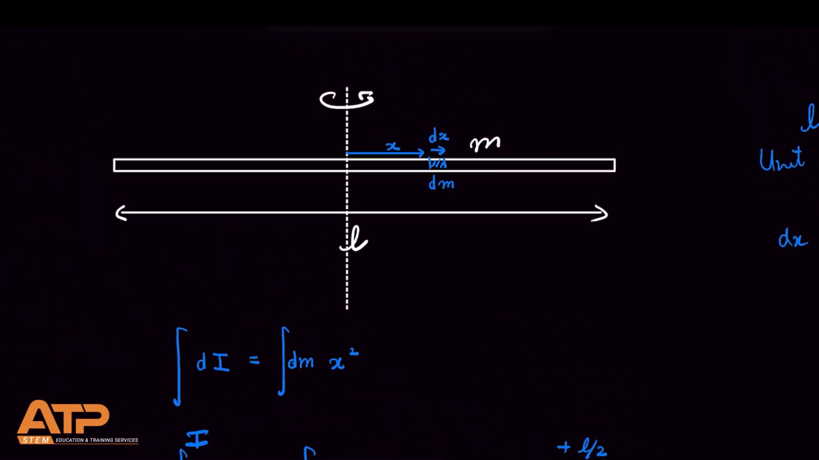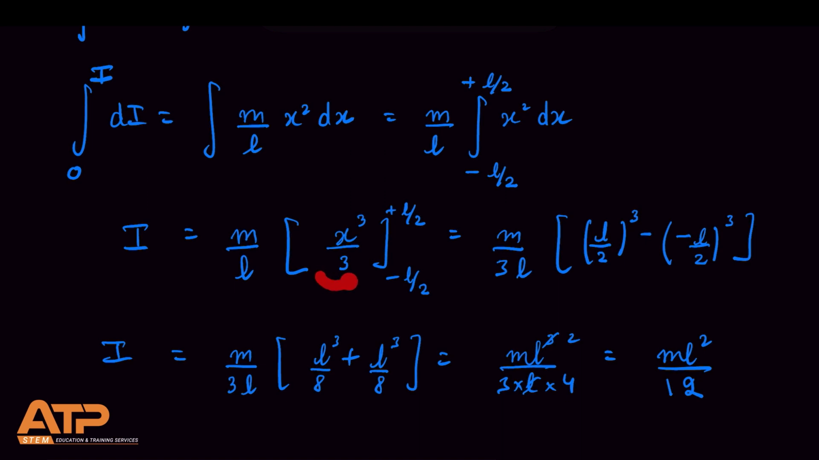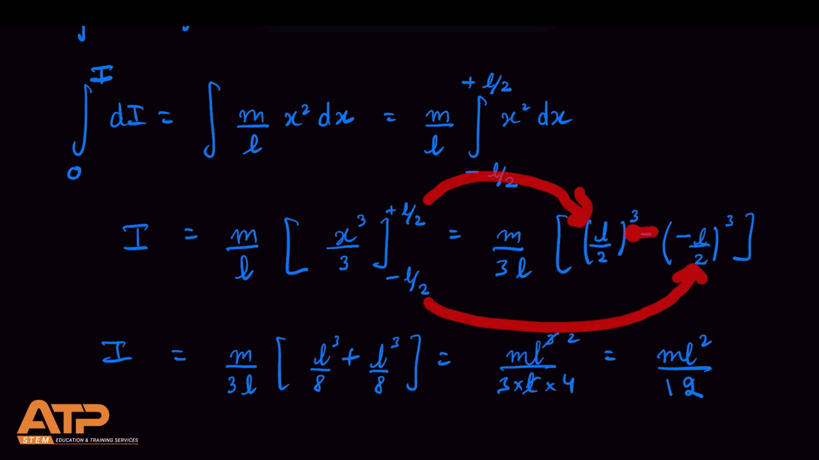During this integration, you can see that our rod starts from here. So the value of x is going to be minus L by 2. My rod ends here, so the value of x here is going to be plus L by 2. That is the reason why the limits of integration are from minus L by 2 to plus L by 2. Now what is the integration of x square dx? x cube by 3, and then we substitute the limits: the upper limit, and the lower limit with a negative sign in the middle. We simplify the expression and solve for the answer, which is ml square by 12.